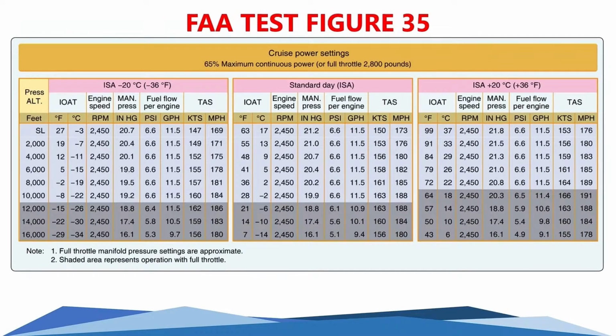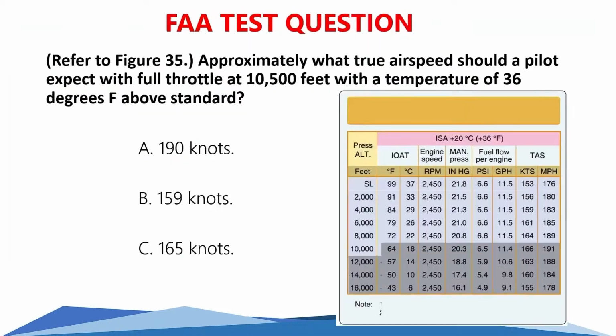So they're already telling you what the ISA temperature is. Very simply, the one in the center is standard. The one on the far left is ISA minus 20 degrees Celsius, or minus 36. And the one on the right is ISA plus 20, or plus 36 degrees. So they're already telling you in this step, please use 36 degrees above standard. I've kind of simplified it here for you. Based upon that, here are your three potential answers: 190 knots, 159 knots, or 165 knots.